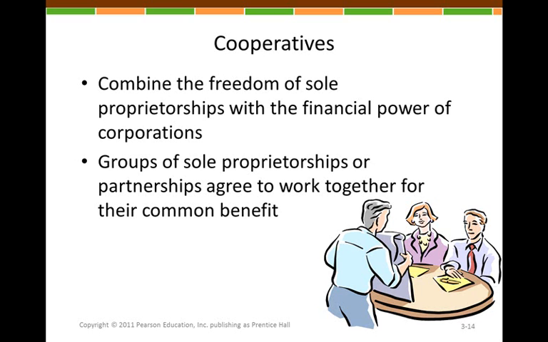So cooperatives offer that benefit because alone, by ourselves, we have very limited power. But if we get together with a bunch of other sole proprietorships and partnerships, then we can work towards a common good and advance all of our unique interests.